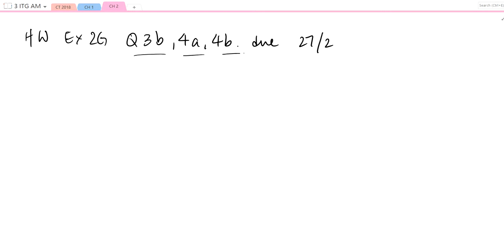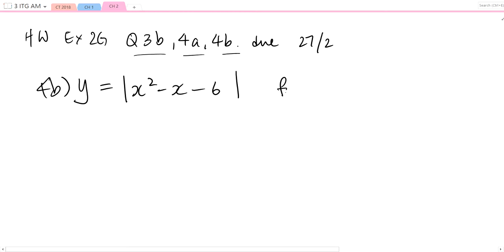4B. So always sketch, just draw a circle on it. So 4B, just draw a circle. Circle? Why is it a circle? Sketch y equals to x squared minus x minus 6.